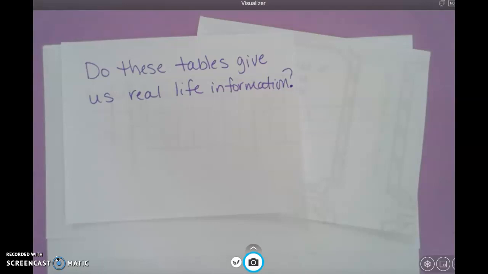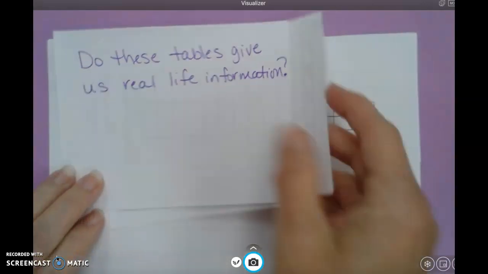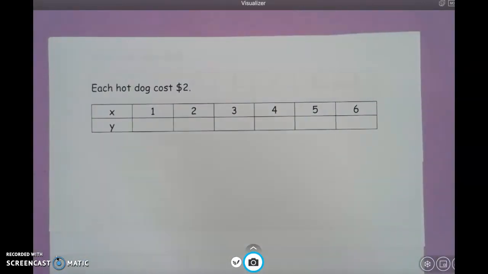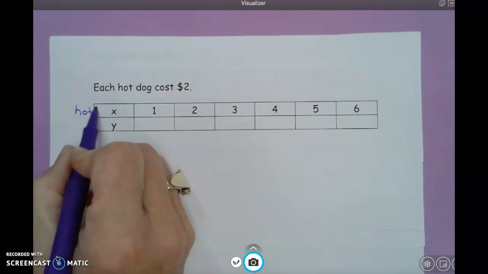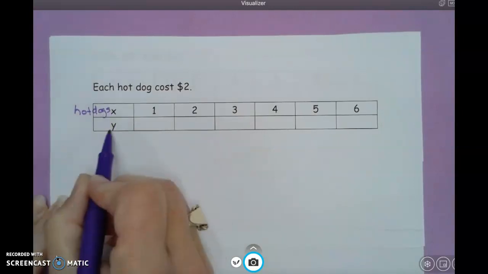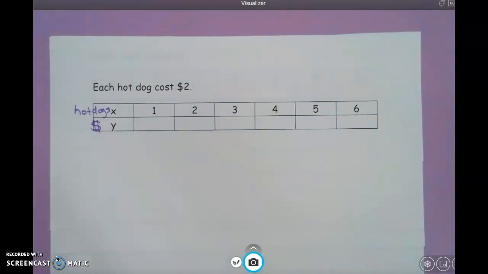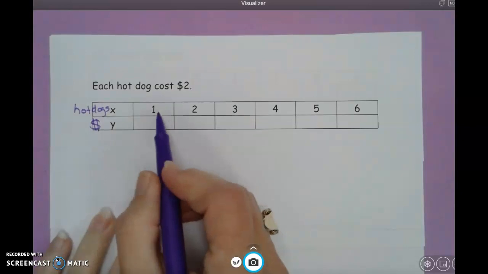So if we look at our first table and think about it like a story, it says each hot dog costs $2. So X would represent the number of hot dogs, and Y would represent how much money we are spending. In this particular narrative, for one hot dog, I'm going to obviously pay $2.